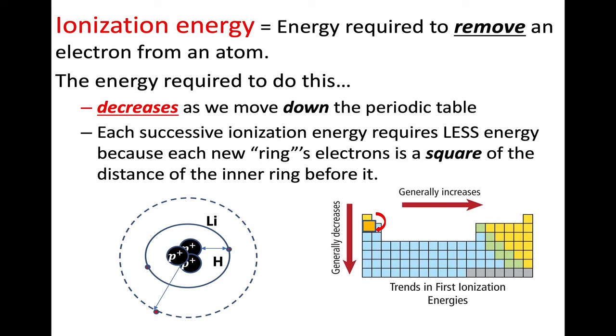So ionization energy decreases as I go down because each new ring that I add is another ring to put that valence electron on. Each new ring's electron is a square of the distance of the ring inside of that. So if you took the distance here and you squared it, that would be where this ring is. So it's way out there. The next ring is a square of that.